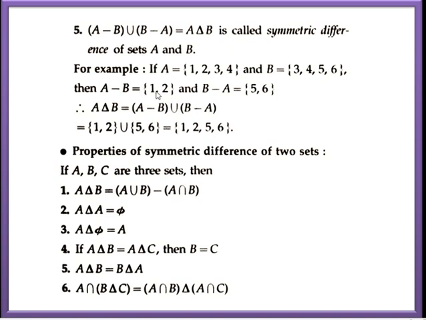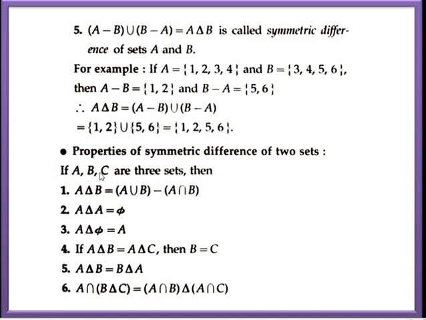what is A minus B? {1, 2}. What is B minus A? {5, 6}. So what is A triangle B? It is A minus B union B minus A. That is what? It is the set {1, 2, 5, 6}.